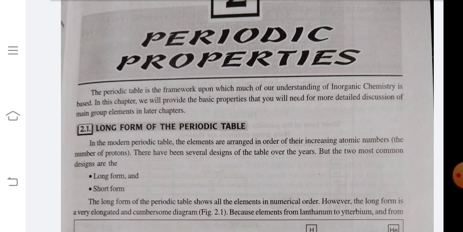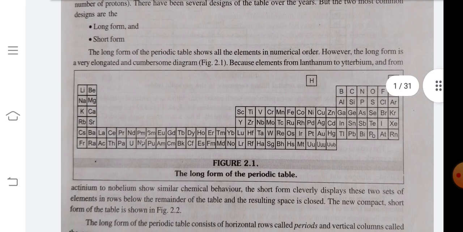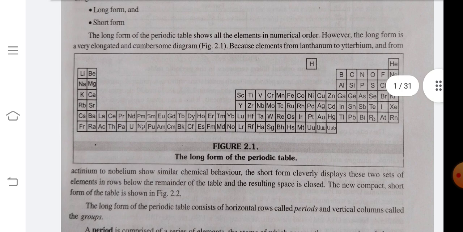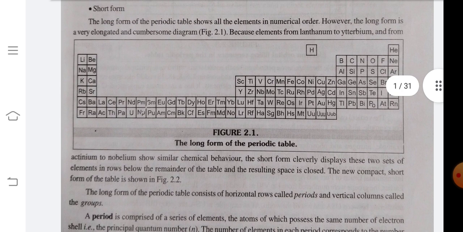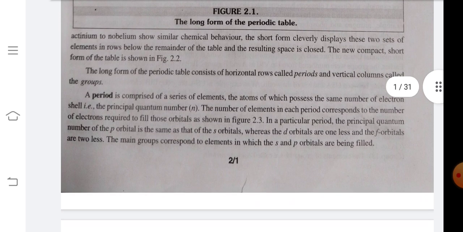In the modern periodic table, the elements are arranged in order of their increasing atomic number. There have been several designs of the table over the years, but the two most common designs are the long form and the short form. The long form of the periodic table shows all the elements in numerical order. However, the long form is a very elongated and cumbersome diagram because elements from lanthanum to ytterbium and from actinium to nobelium show similar chemical behavior. The short form cleverly displays these two sets of elements in rows below the remainder of the table, and the resulting space is closed. The new compact short form of the table is shown in figure 2.2.